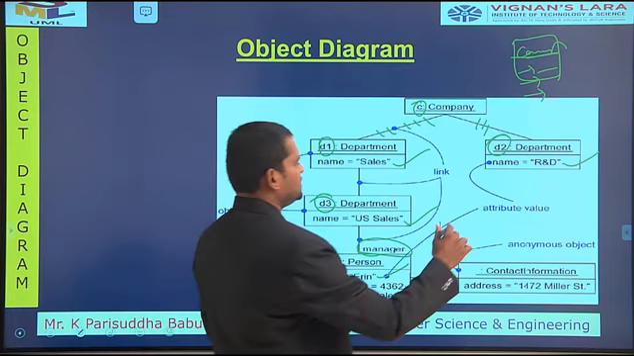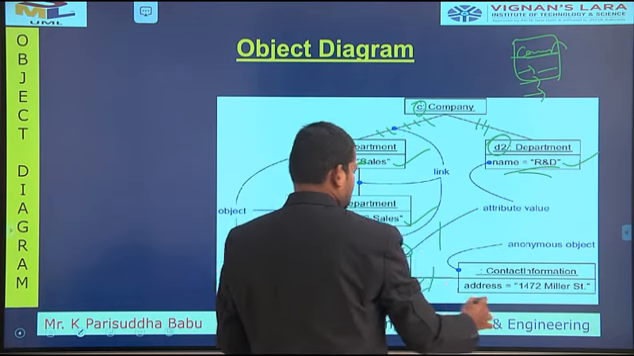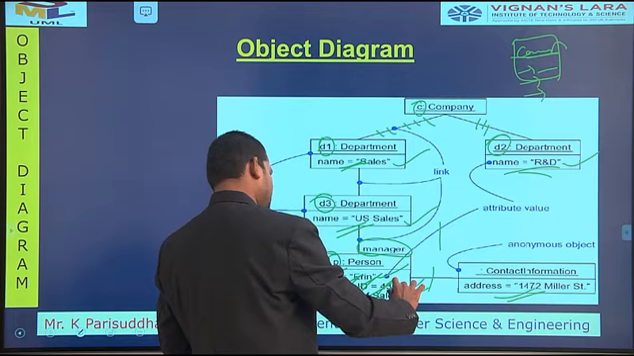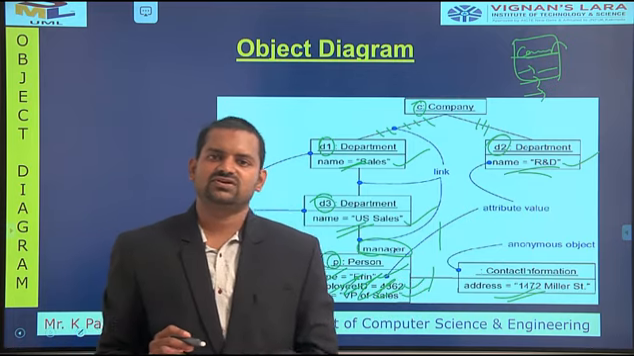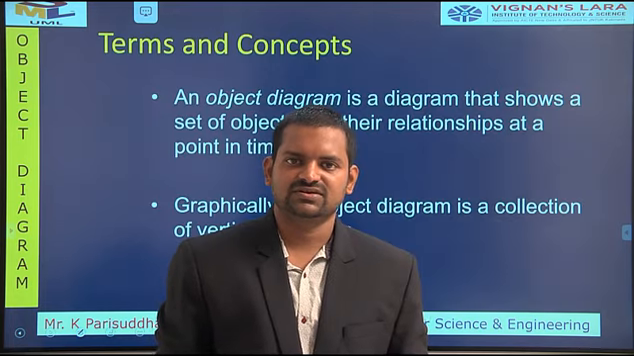Okay, what is this? Attribute value. All these are attribute values. Names, addresses, all these kinds of information are attribute values. This is the simple example for an object diagram.